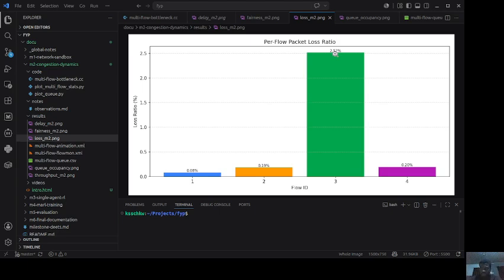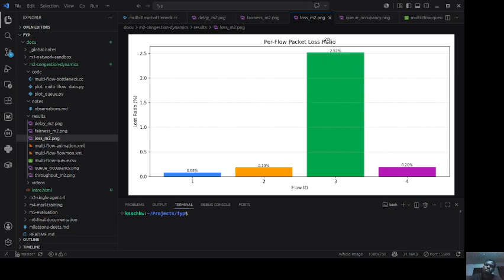Over 10 times more. Again, because the queue is constantly full, as I said before. So BBR's probing will just get dropped instantly. It's really a harsh environment for a model-based algorithm like BBR. BBR is model-based.